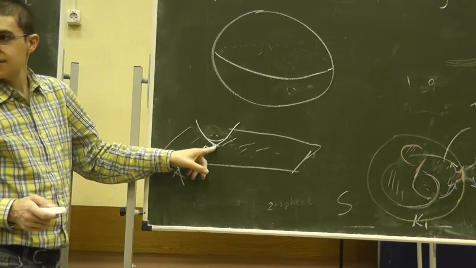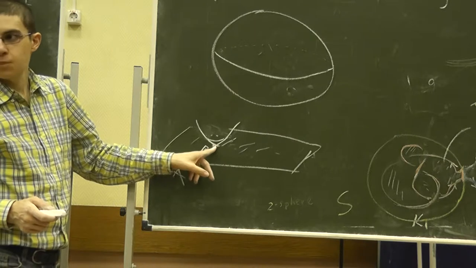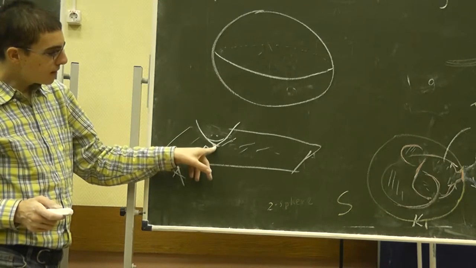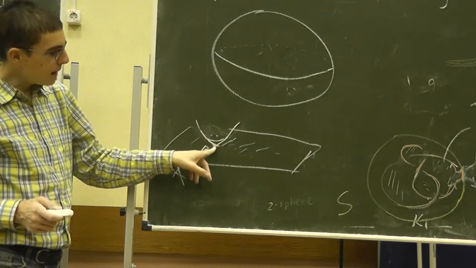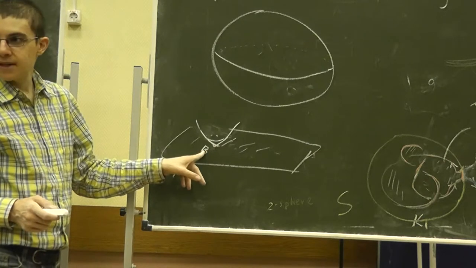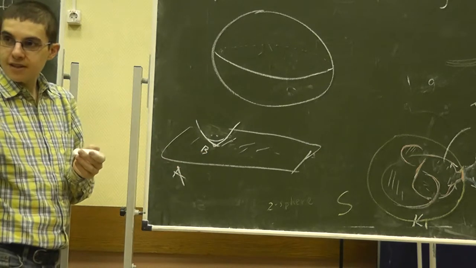Now, moreover, if these surfaces have boundary, could this point be on the boundary of my other surface B? I've got a finger.